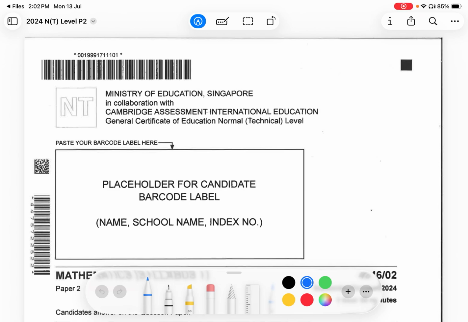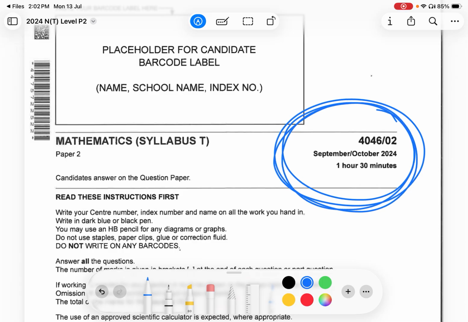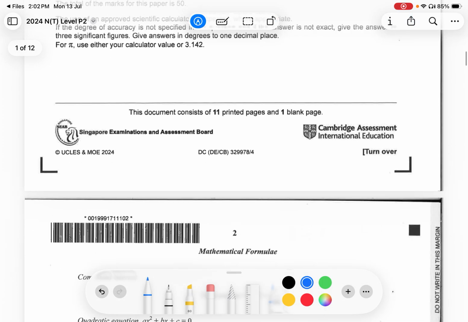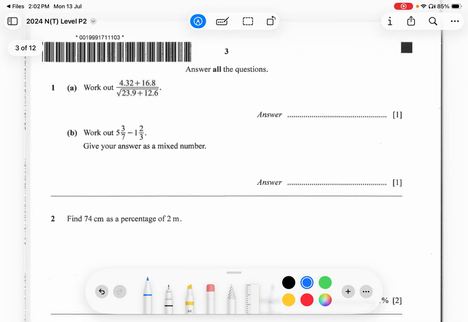Okay, now let's do the next one, 2024 paper 2 for the N-level paper. So this one, let's come to this. So work out this, press calculator. So this one is press calculator. You press this in the calculator.